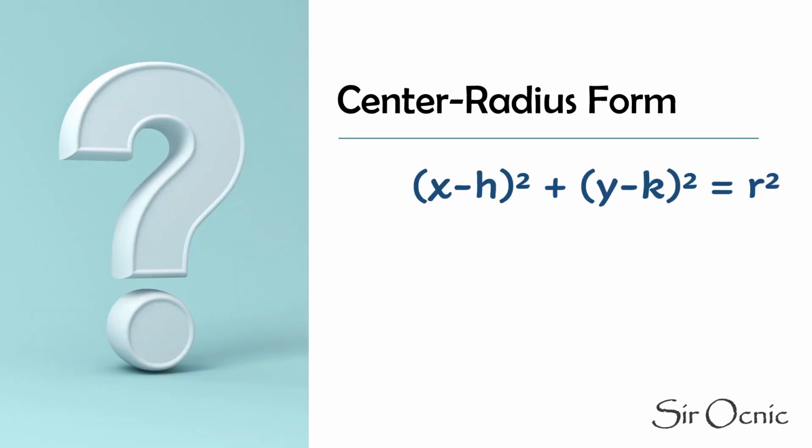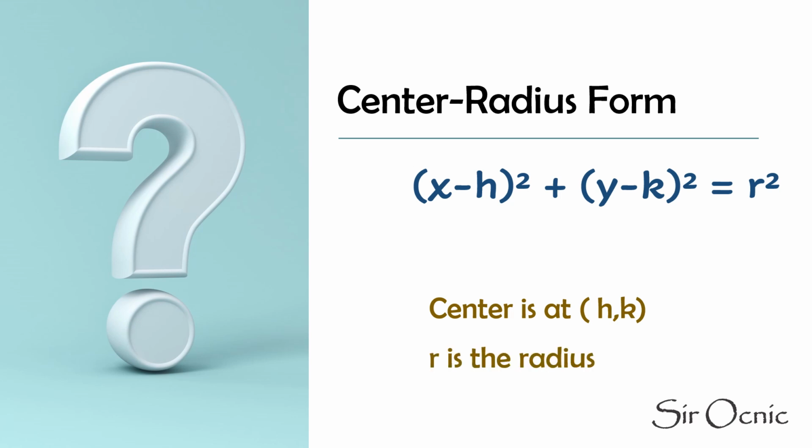The center radius form is given by the formula (x - h)² + (y - k)² = r², wherein the center of the circle is at (h, k) and r is the radius.